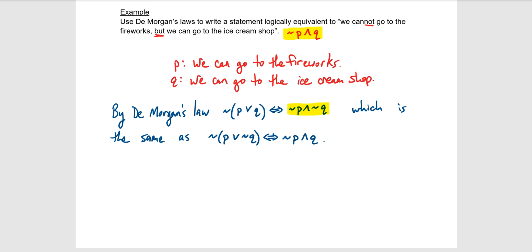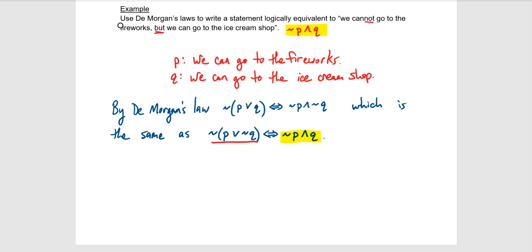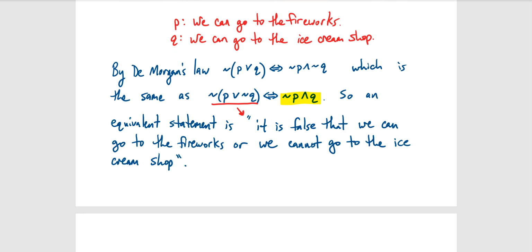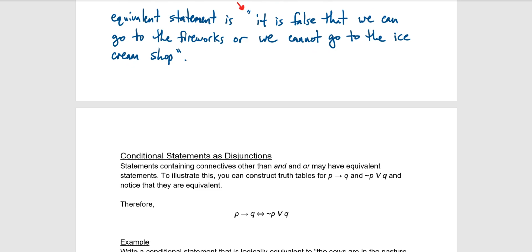Okay, so all I did here was I rewrote De Morgan's law, except I negated the Q. So instead of Q here, it became not Q here. Instead of not Q here, it became Q here. So you are always allowed to do that when you are working with statements like this. Okay, so now this is the same as this right here. So all we have to do is rewrite this portion in words, and that's going to be our equivalent statement. So that's going to be the statement, it is false that we can go to the fireworks or we cannot go to the ice cream shop. Okay, so that is De Morgan's law.